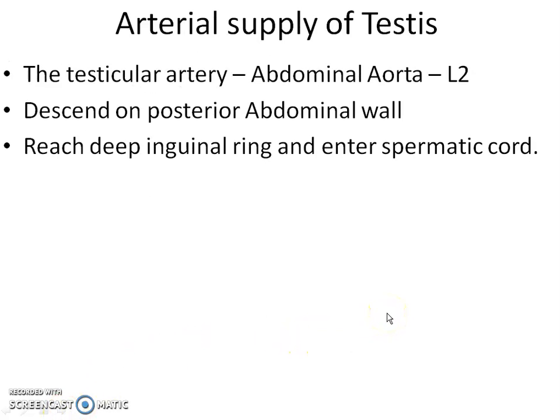Arterial supply of testis. The testicular artery is a branch of the abdominal aorta arising at the level of L2 vertebra, descends on the posterior abdominal wall and reaches the deep inguinal ring and enters the spermatic cord. Through the spermatic cord, it enters into the testis.